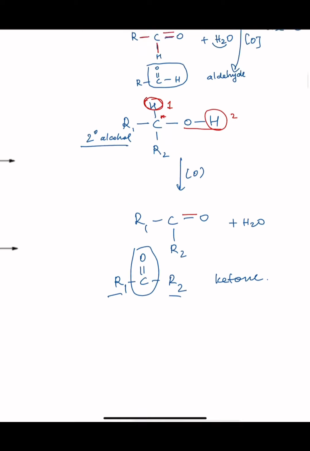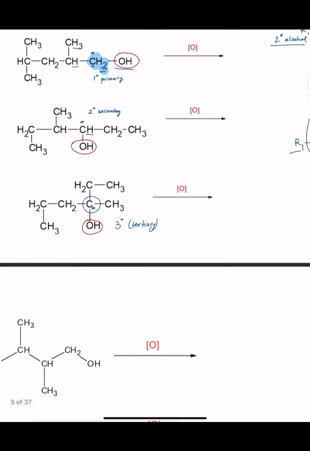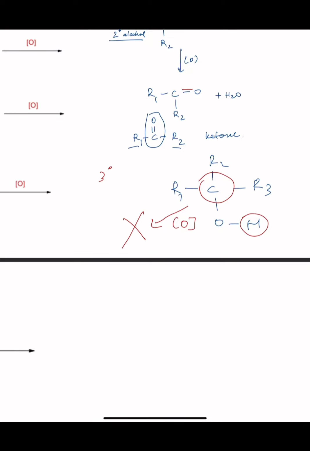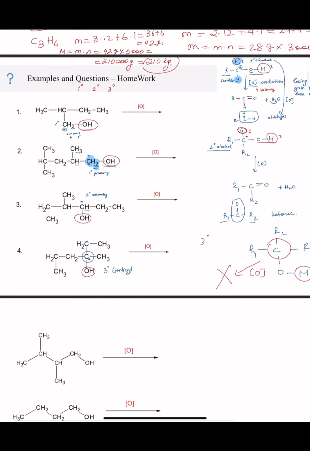Okay. Now the tertiary alcohol: R1, R2, and R3, and then I have OH. Tertiary alcohol, because it has no hydrogen to lose on the carbon, it is not going to go through oxidation, okay? So tertiary alcohol does not oxidize.